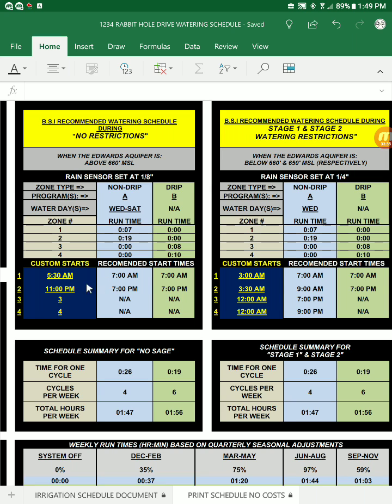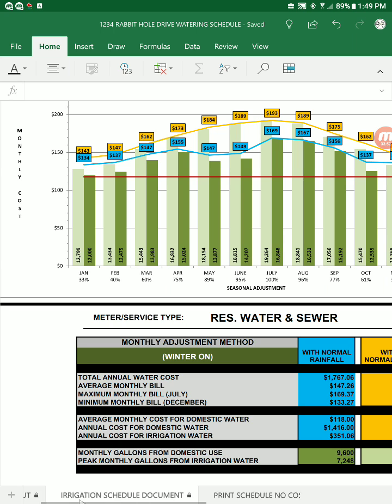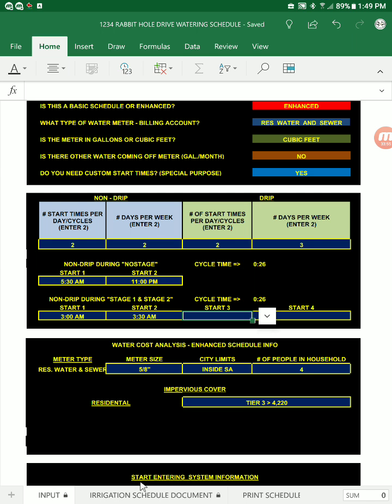So interesting. Okay, so here's our custom start. Here's what the computer went ahead and spit out, and our custom start times are 5:30 a.m. and 11 o'clock p.m. And then, oh, I know what I did. Okay, I remember now. Here's the deal, let me just explain this real quick. I've just had a refresher myself. And it even says so right here.